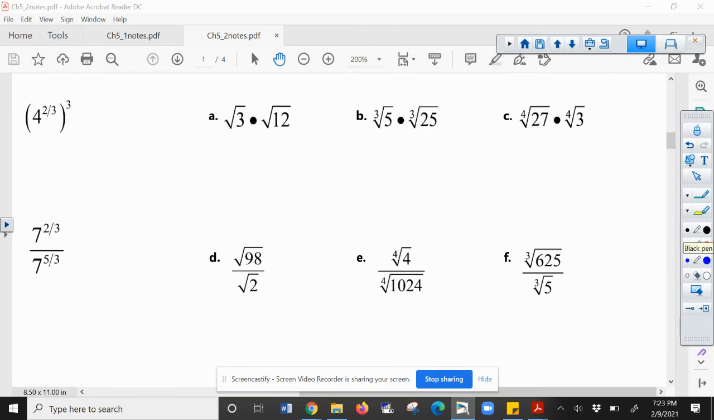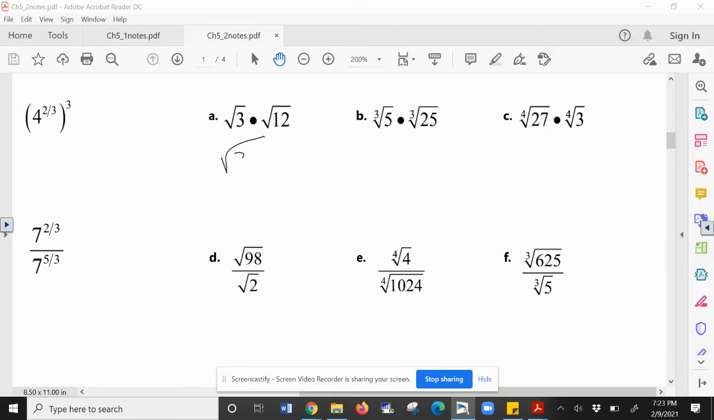All right, so let's see. The square root of 3 times square root of 12. They're both under the square root, so I can multiply them together. Square root of 36 is 6. I suppose in this chapter we need to say plus and minus 6, but nobody's ever going to do that.